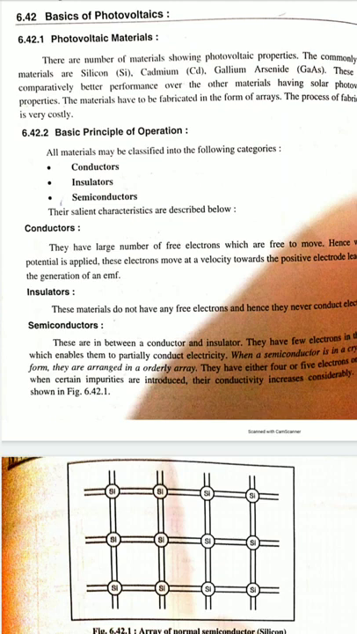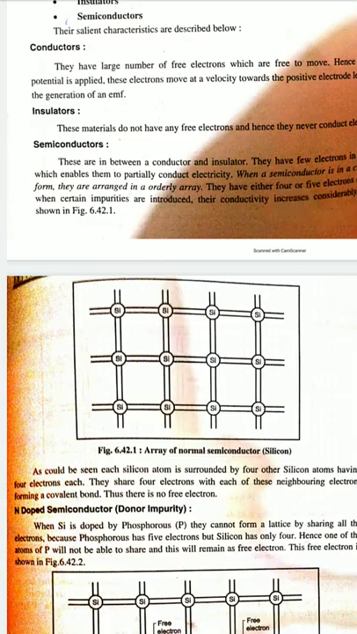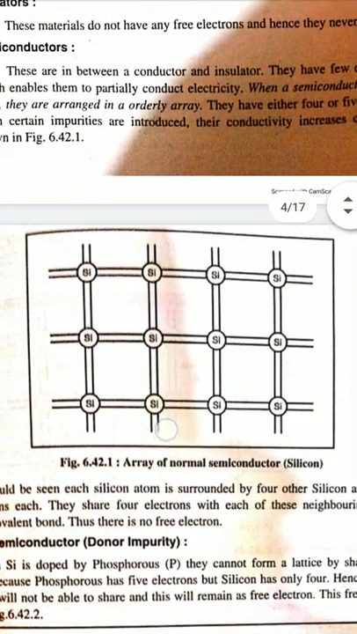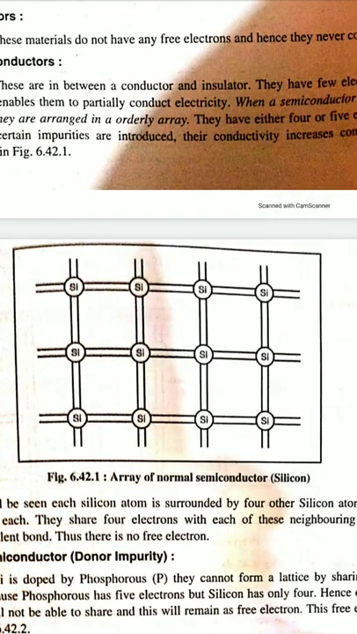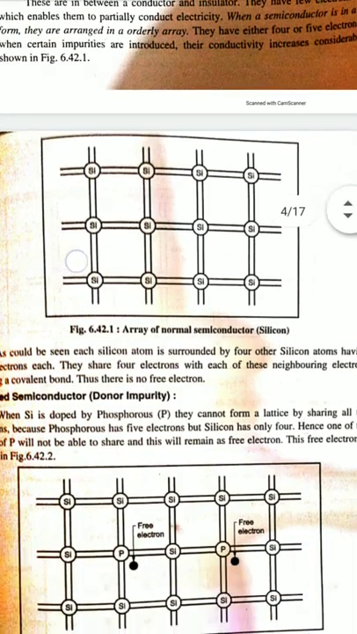Semiconductors have a limited number of electrons for the conduction of electricity, and they are arranged in an ordered array system. This is a simple array system of silicon, which is a semiconductor. The normal semiconductor is silicon. Now, how are the p and n type semiconductors formed?